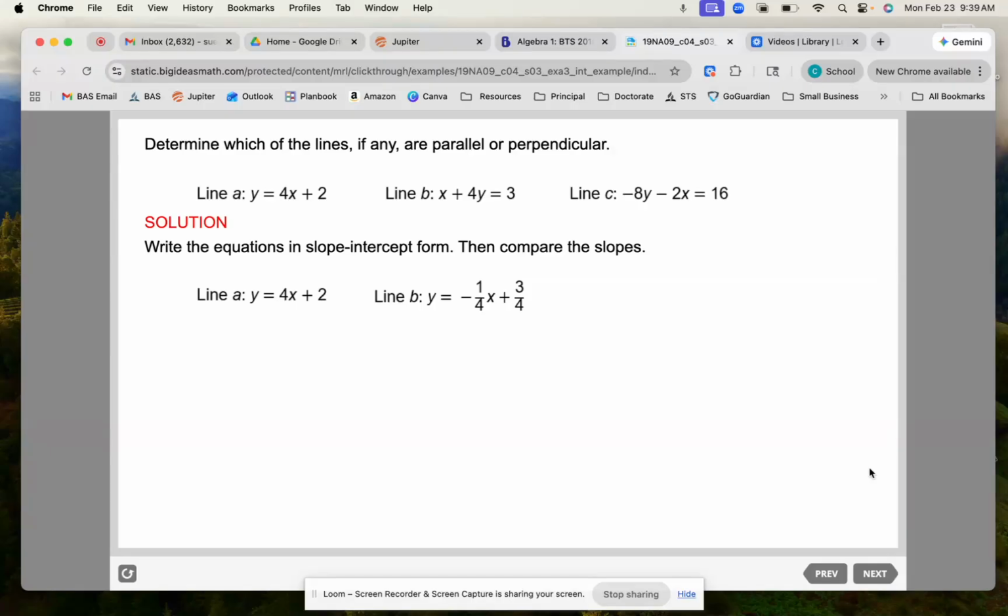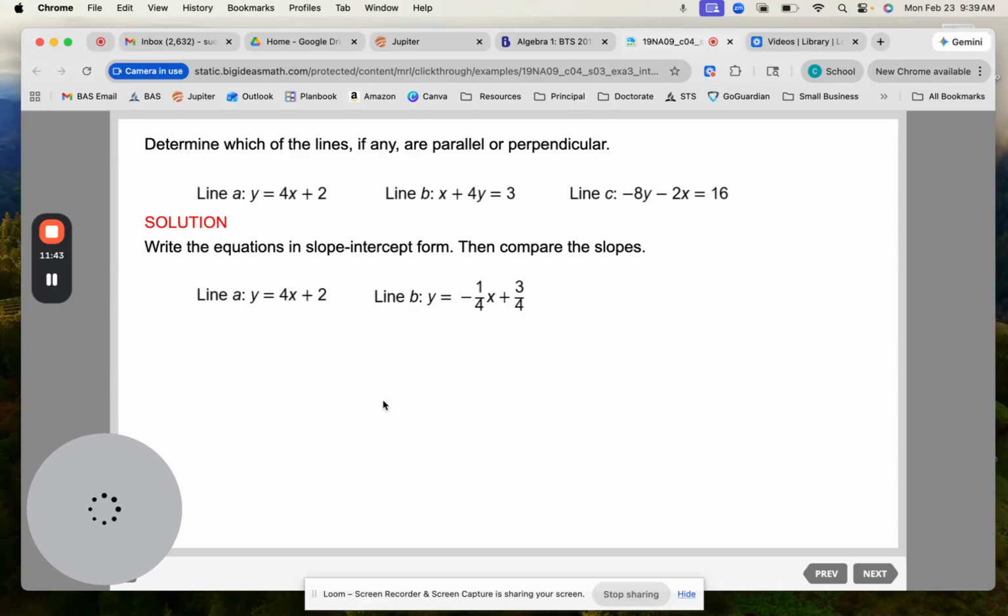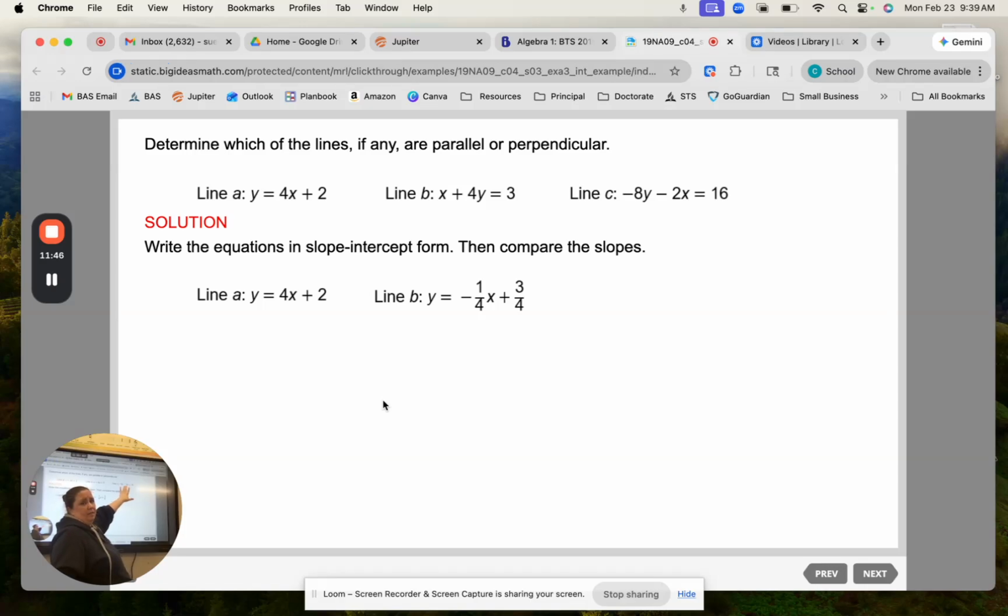Now let's do this last one. What do I move first? Negative 2x. So we add 2x over to this side. Okay, so we have 2x plus 16. How do I get the y by itself? Divide by negative 8. So 16 divided by negative 8 and positive 2 divided by negative 8. Okay, so that would be negative 2 over 8, which reduces to what? 1 over 4x. And then 16 divided by negative 8 would be negative 2. All right, so now these are all in slope-intercept form, so now we can compare them.